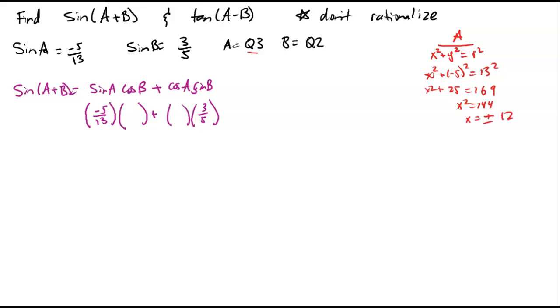We're paying attention to it's in quadrant number 3. So that means that it should be negative. So this will be a negative 12. And this time it will be all over 13.